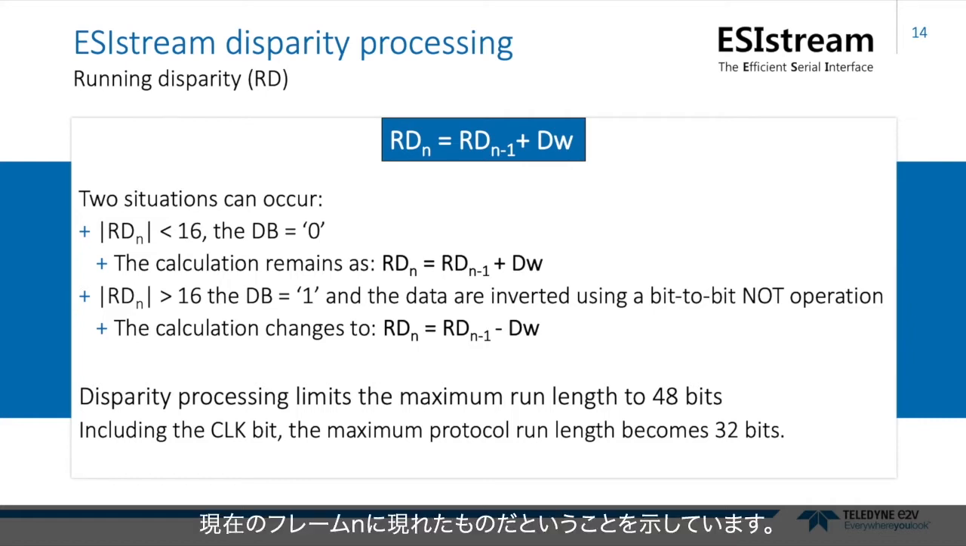As previously stated, the running disparity is to be kept less than 16. So provided the running disparity for frame n stays below 16, the disparity bit need not be changed. However, when the running disparity exceeds 16, as shown here, the disparity word is subtracted from the running disparity count. The disparity bit is set to 1, with the result that data is now inverted through a NOT operation, thus reducing the running disparity. This processing step essentially limits the maximum run length to 48 bits. With the additional clock bit overhead, this run length further drops to just 32 bits.